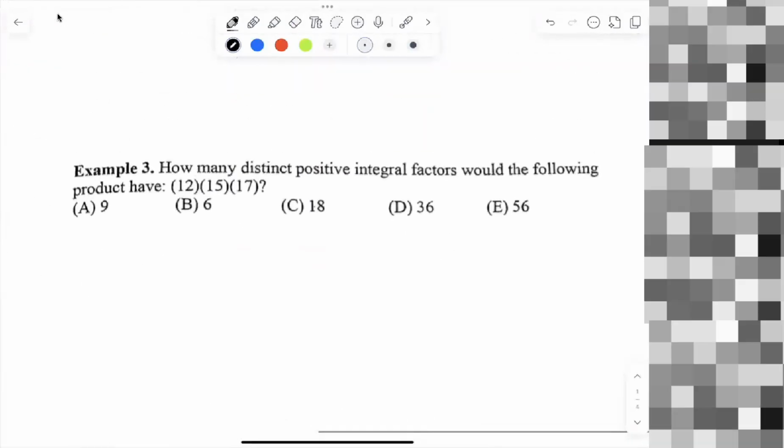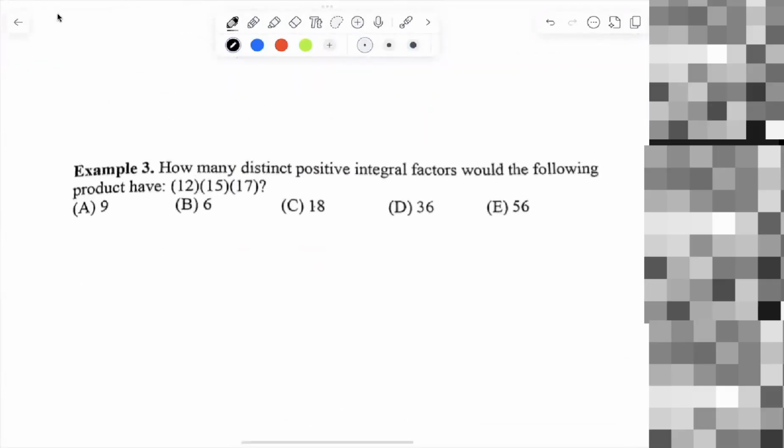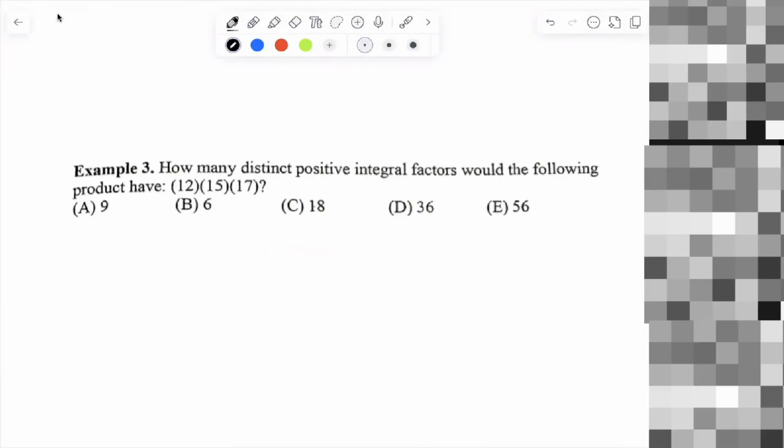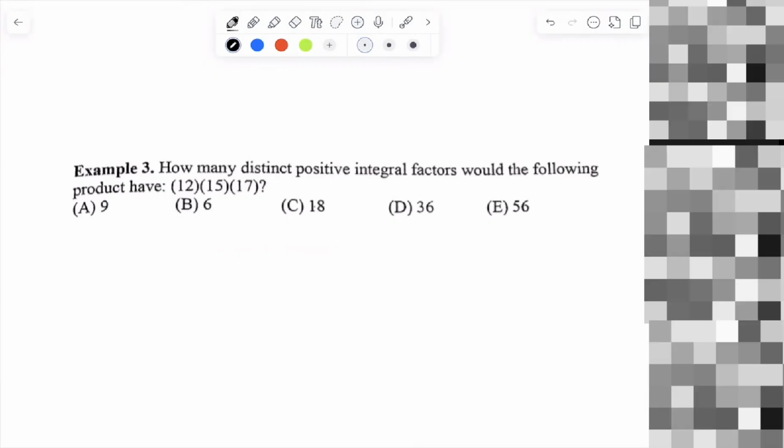Now let's move on to example 3. How many distinct positive integral factors would the following product have? 12 times 15 times 17. I'll let you guys have a try on this question and tell me the answer in chat.